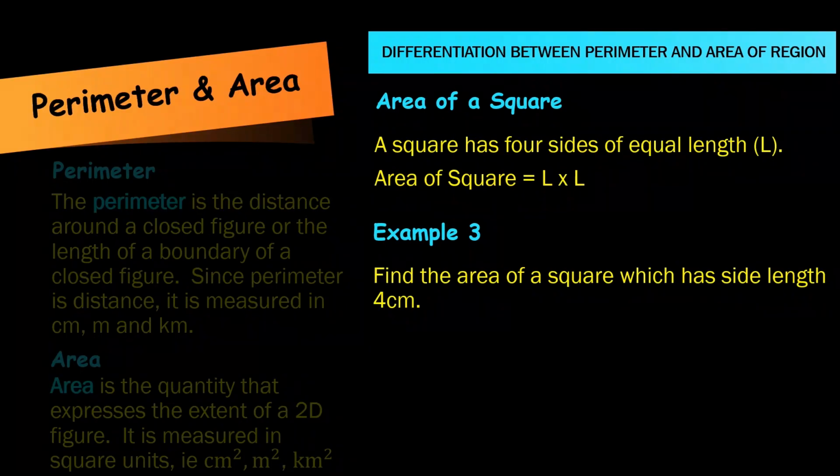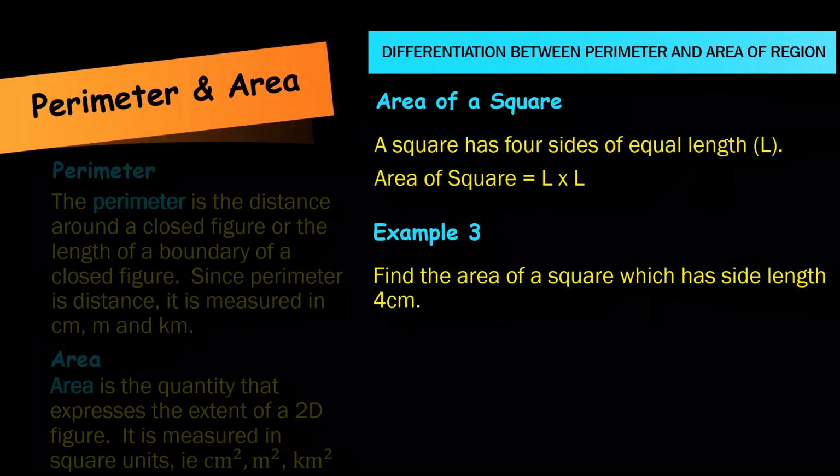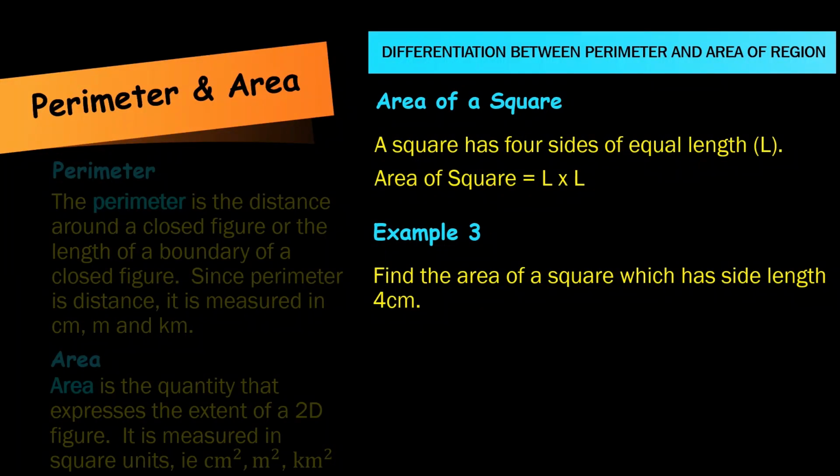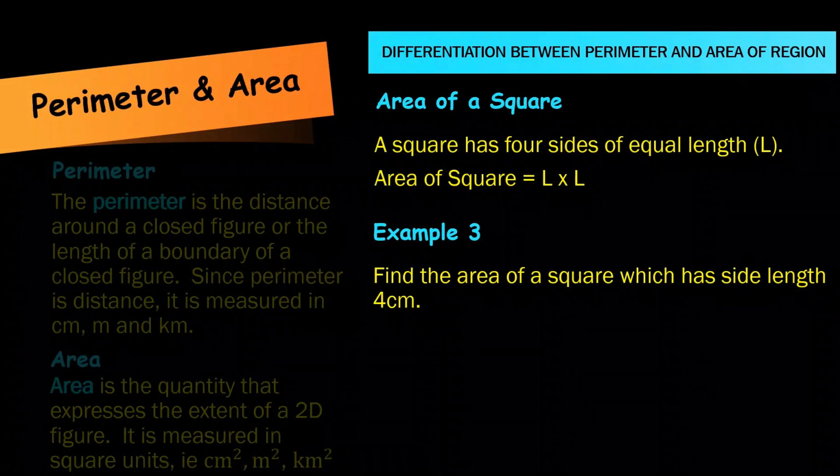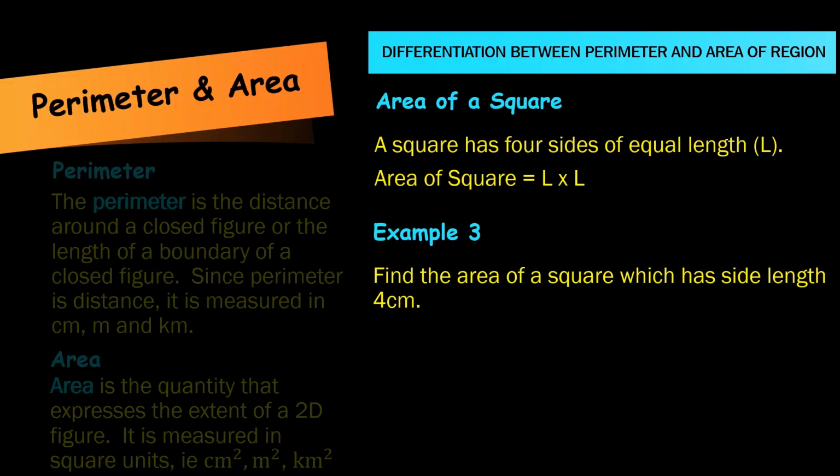Let's take a look at an example. Pause the video and have a go. Press play when you're ready to view the solution. So in this example, we're required to find the area of a square which has side length 4 centimeters.